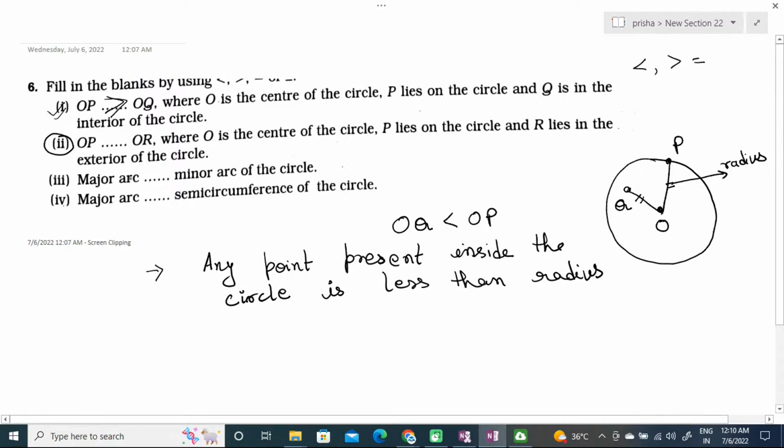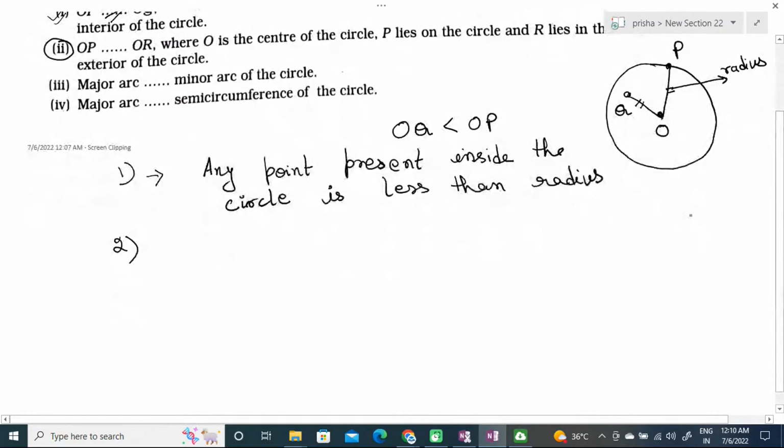Now the second part. OP dash OR, where O is the center of the circle, P lies on the circle, and R lies in the exterior of the circle. Now this is the first part, and now the second part. Again we have a circle. O is the center, P is a point on the circle, and R is a point outside the circle. Now if, for example, this is the length of OP and this is the length of OR, from the figure it is obvious that the length of OP is less than the length of OR.